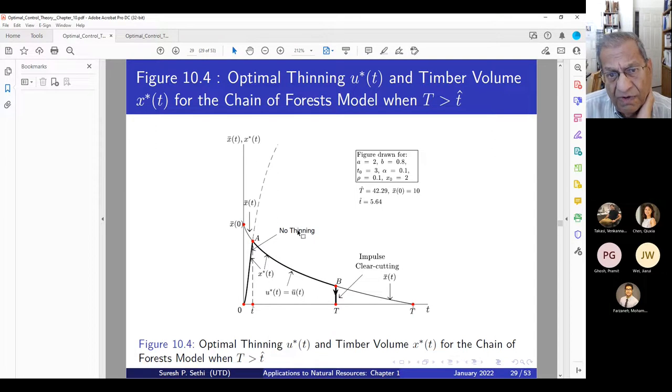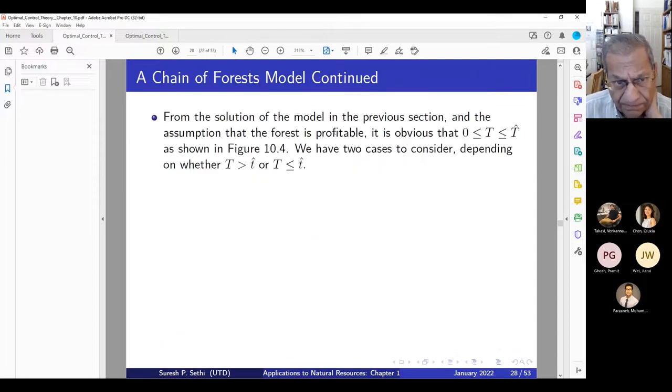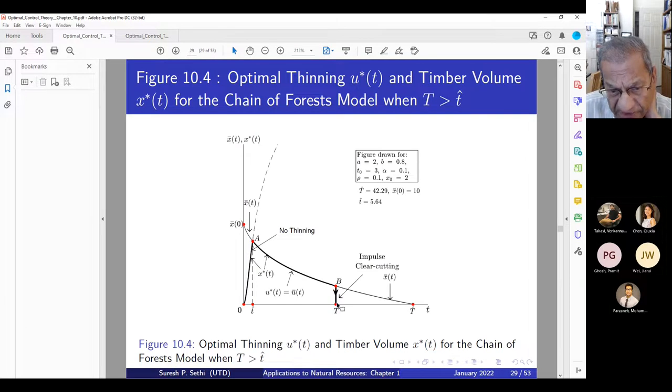Okay, so what we're doing here is, because when we solve for optimal t, we don't know whether the optimal t is going to be here or it's going to be less than t hat, it's going to be here. We do not know where it will be. It could be anywhere between 0 and t hat. But where, we do not know. That's the solution for the optimal control problem.